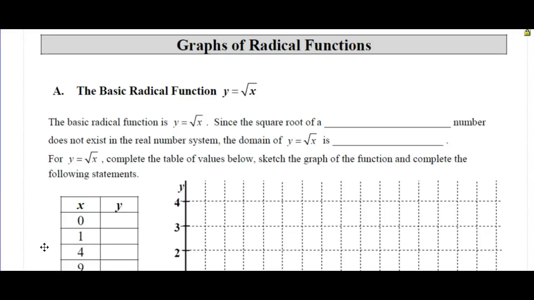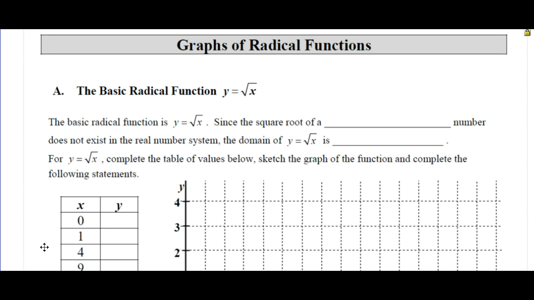Graphs of radical functions. Anytime we're going to graph anything, and in 30-1 there are a lot of graphs, we start with the basic graph. When we did quadratics, we started with the basic quadratic, and you came to recognize that. It's got a vertex at 0, 0. Move over 1 unit, up 1 unit, and so on.